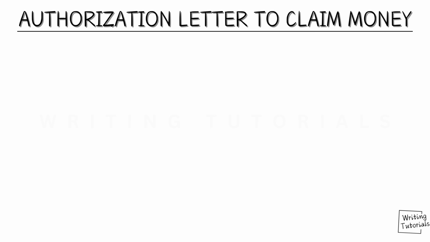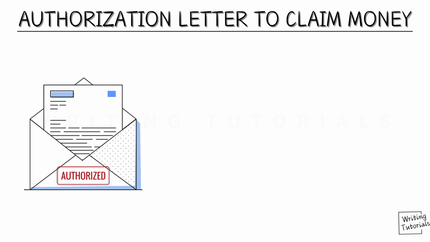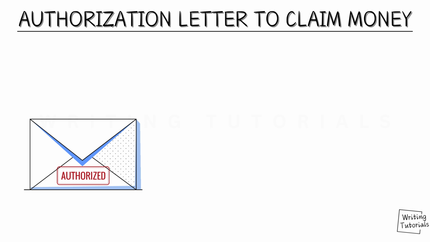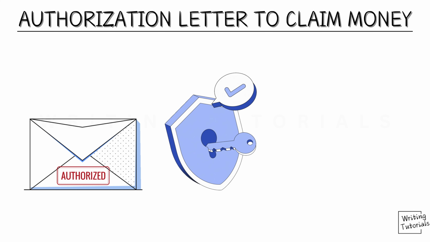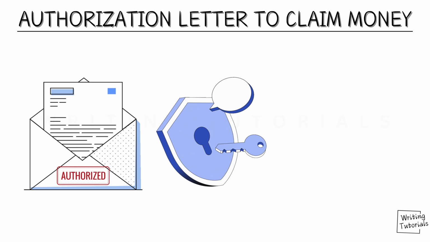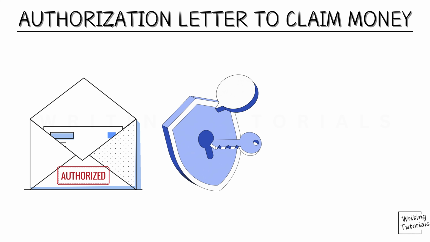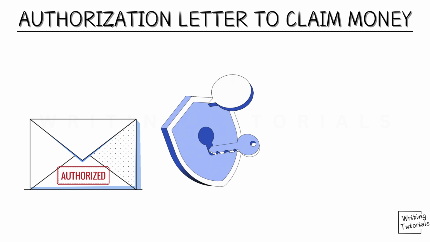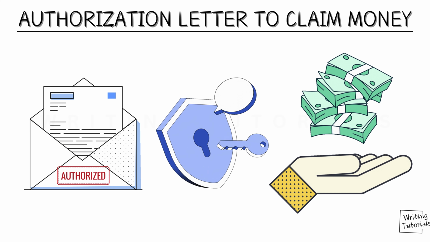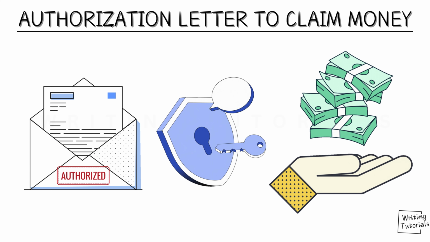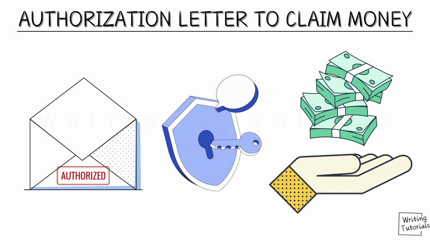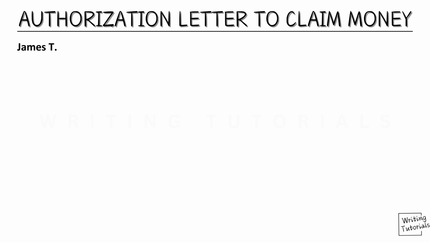In today's video, we're diving into how to write an authorization letter to claim money. This is a type of letter that can come in handy when you need someone else to pick up or claim money on your behalf, maybe because you're out of town, unavailable, or simply can't be there in person. Today, I'll walk you through each part of this letter step by step, breaking down what to include and why. So, let's jump in. Starting with the header, personal information.